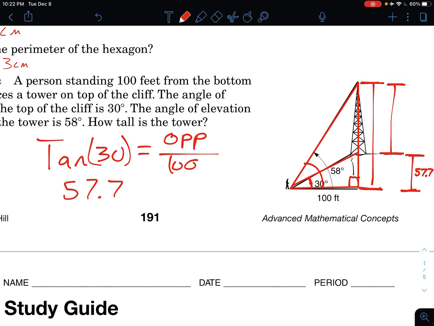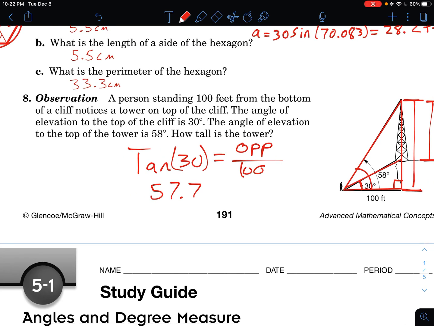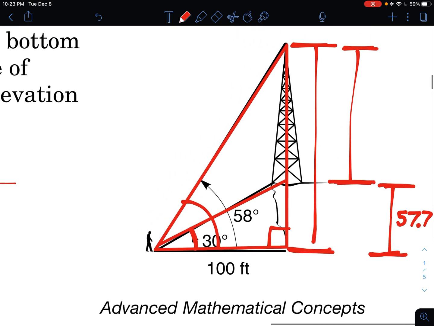Now we're going to find the whole distance from the ground to the top of the tower. From the bottom of the cliff, I should say, to the top of the tower. So we're going to use tangent again. We're going to use opposite and 100 adjacent. All that changes is the angle. So we're going to do 100 times tangent of 58. That is going to give you 160. So 160 goes here. Yeah, let's put it over here actually. 160. So I have 160.